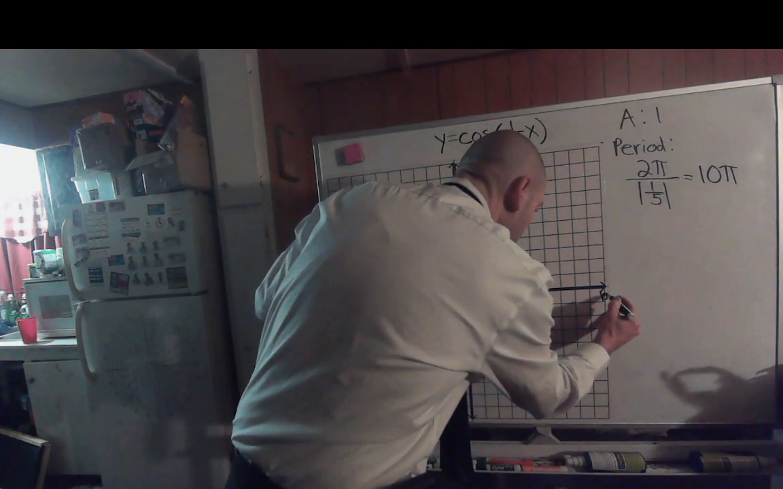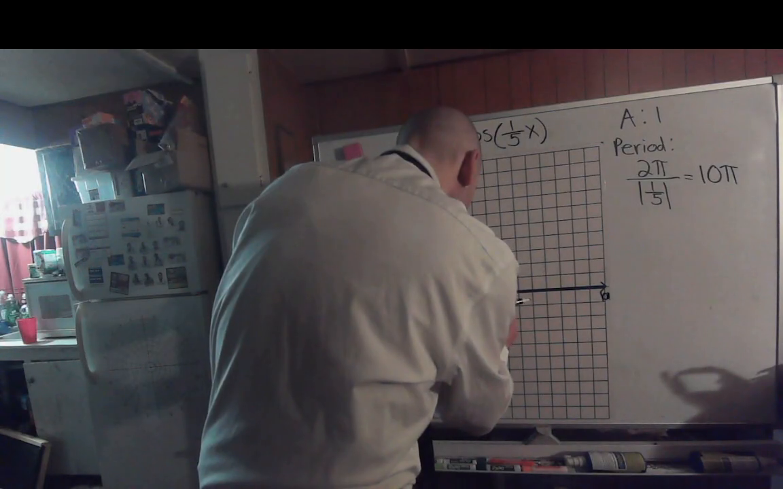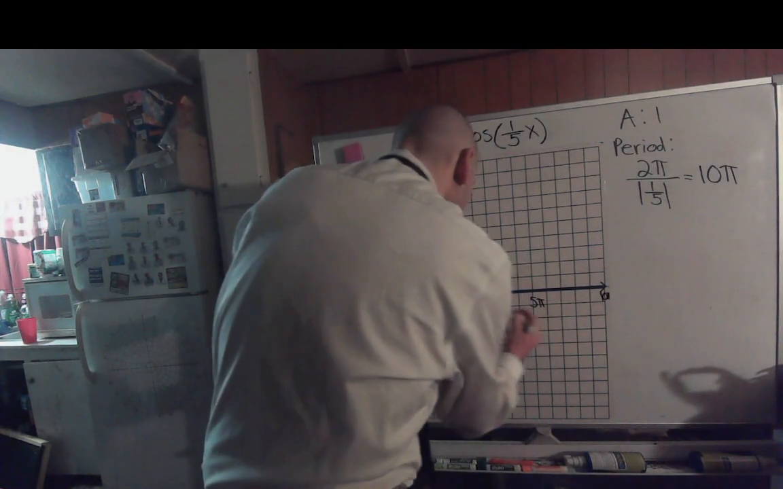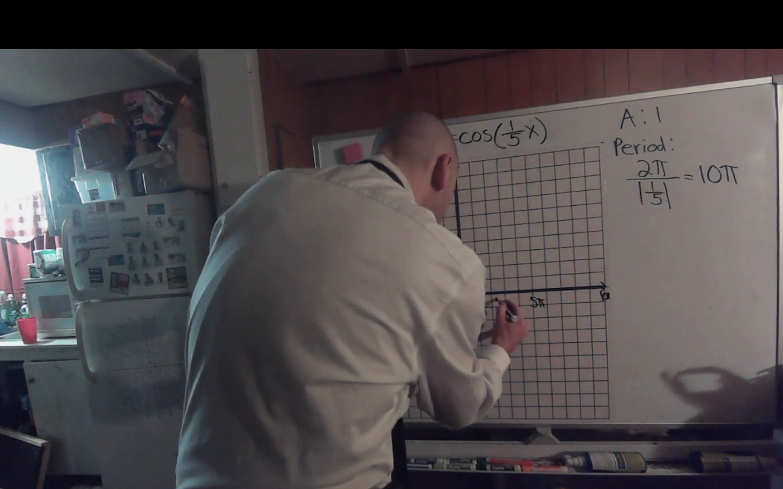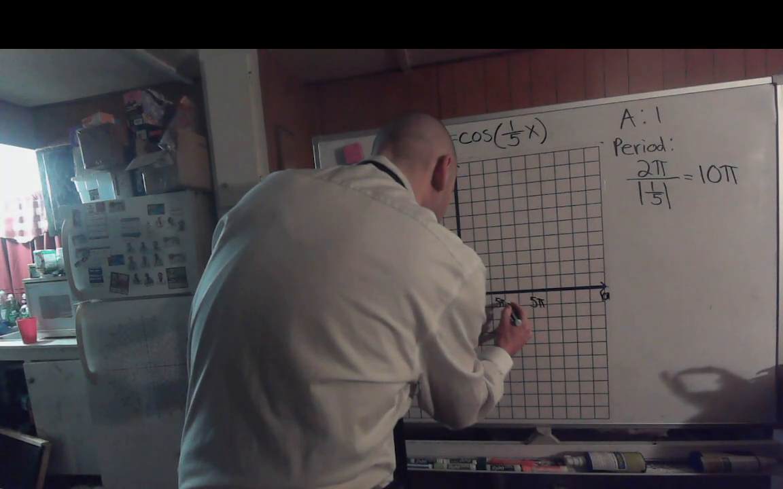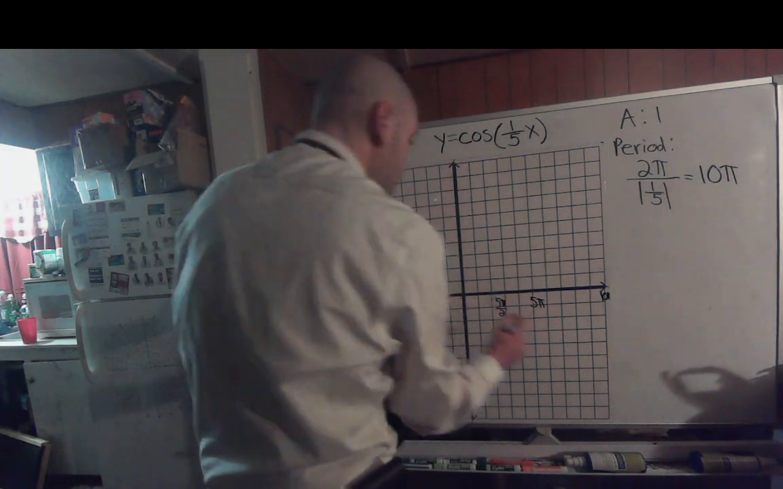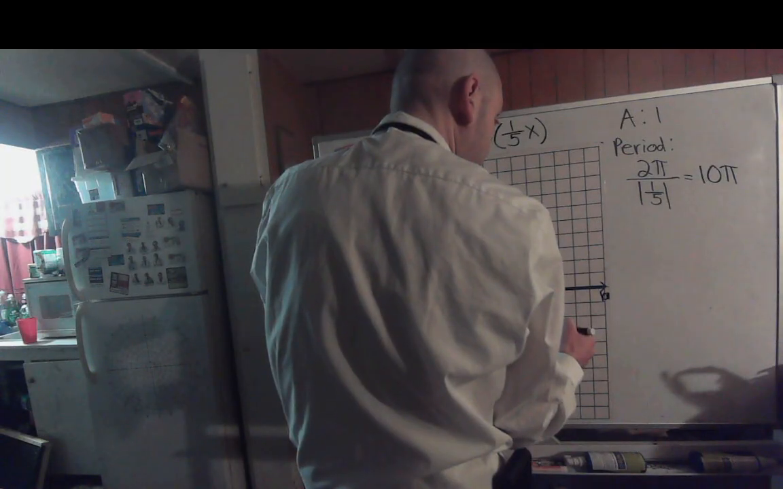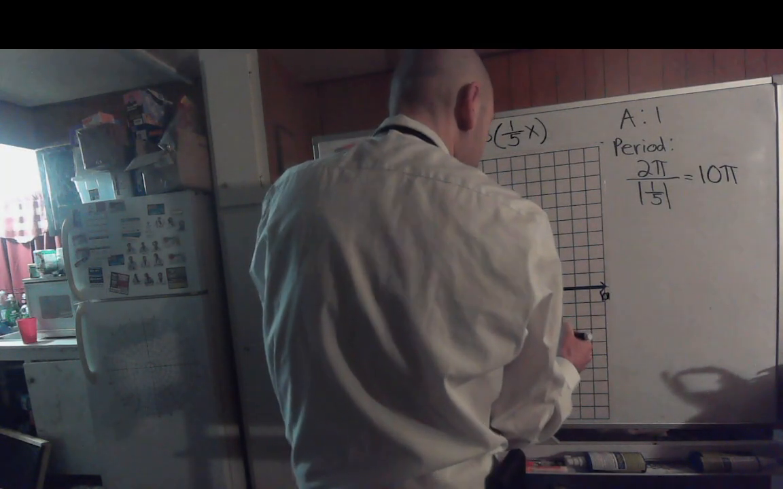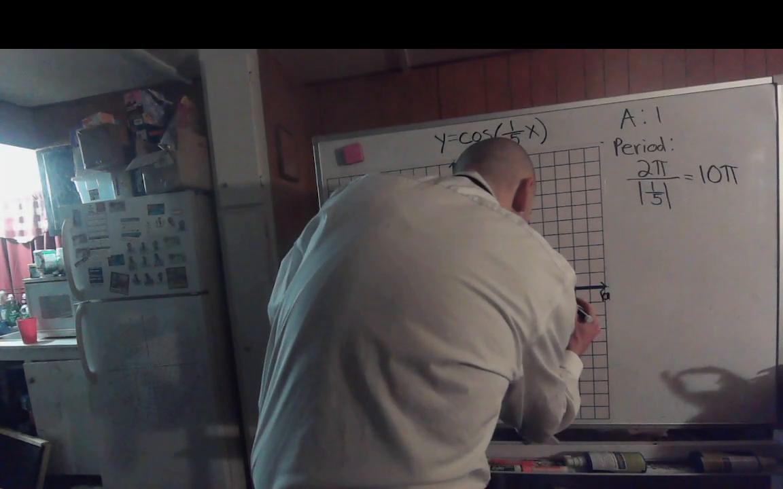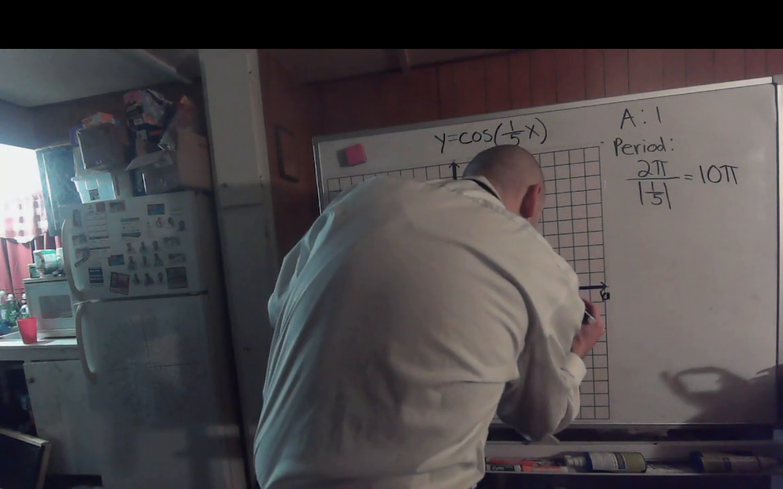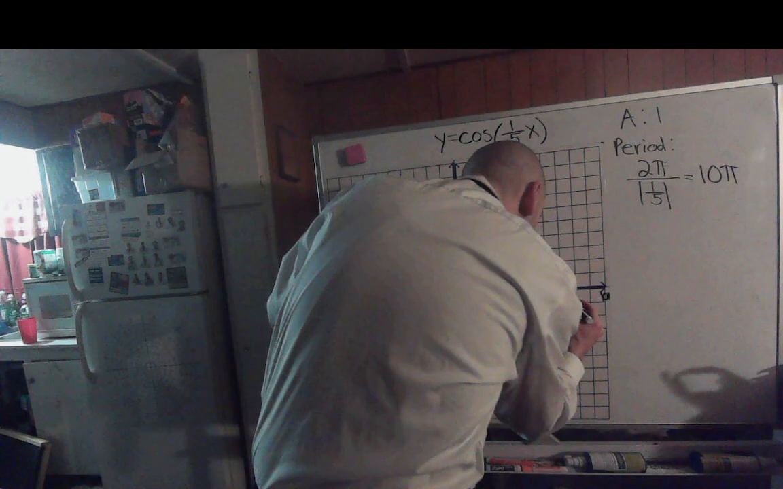That's going to be right here. There's your 10 pi. Here's 5 pi. This would be 5/2 pi. And then you'll have, let's see, 7.5 pi. That's going to be, so 7.5 would be 15 pi over 2.